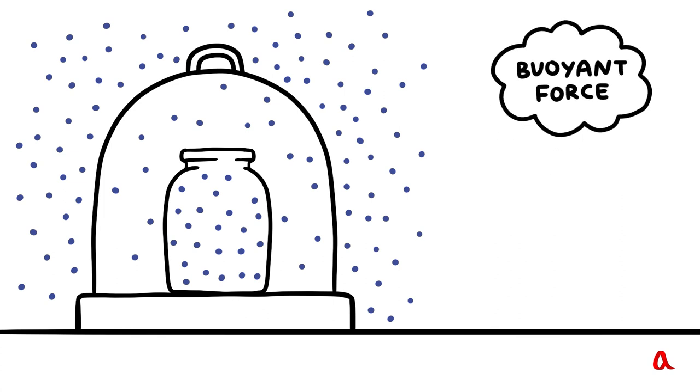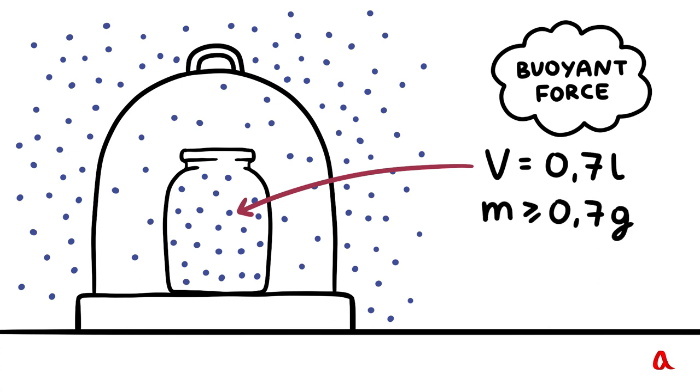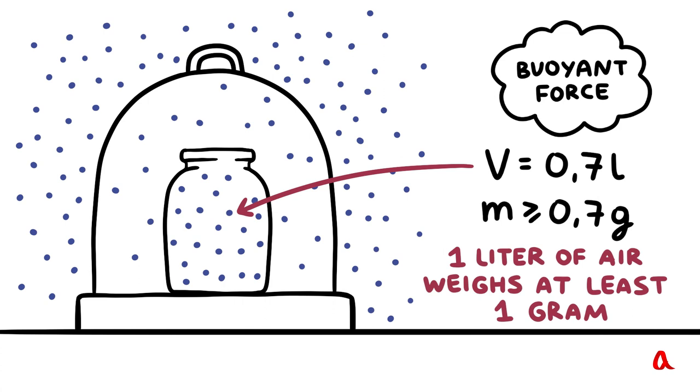Let's estimate the air density. The jar's volume is 0.7 liters. This means that 0.7 liters of air weigh at least 0.7 grams. Then 1 liter of air weighs at least 1 gram.